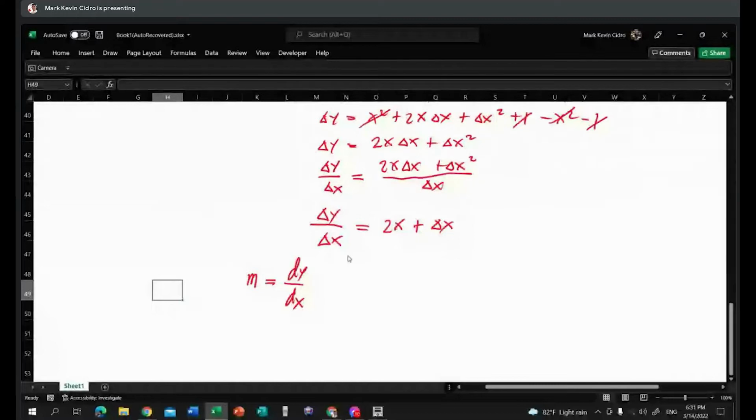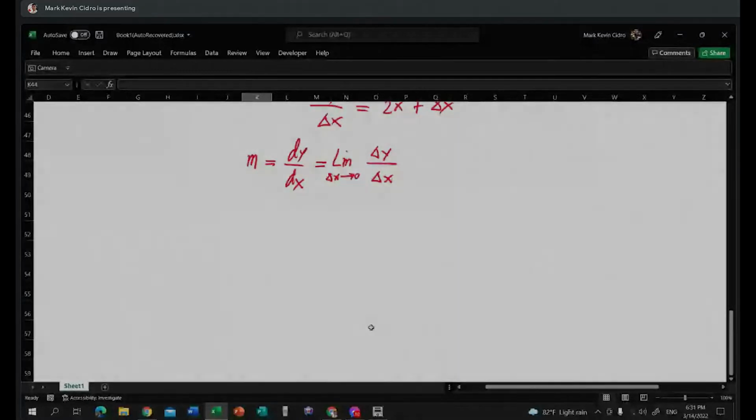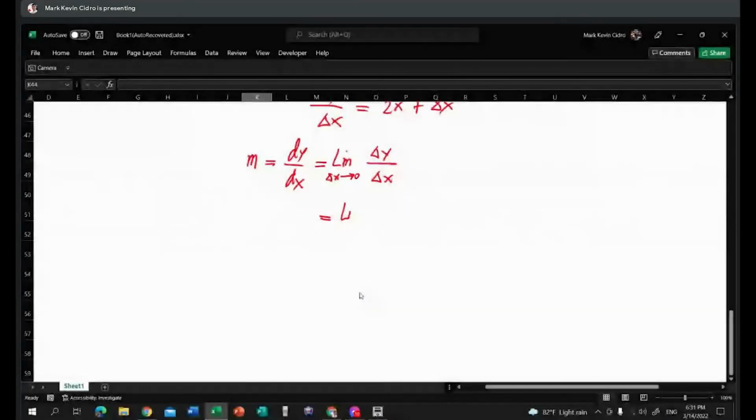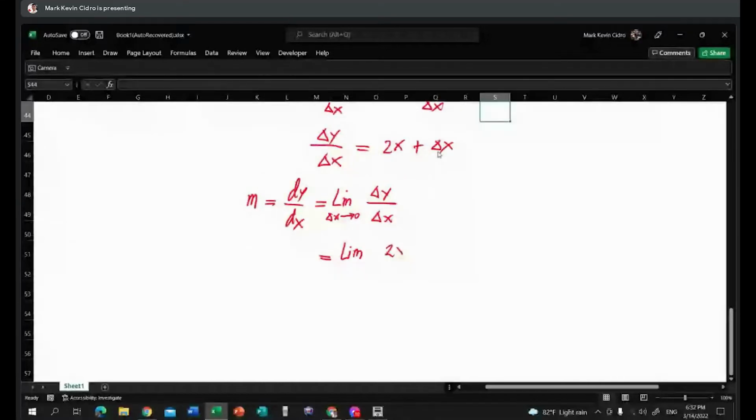Okay, so how do we make it that your delta x will be almost equal to 0? Right? You studied limits. So, we use limits here. This will be equal to the limit of delta y over delta x as the delta x approaches 0. Right? We have here the value for delta y over delta x. That is 2x plus delta x. So this will be the limit of 2x plus delta x as delta x approaches 0.